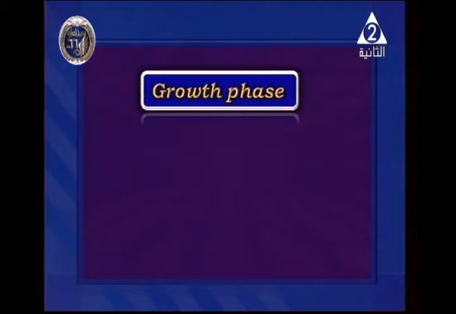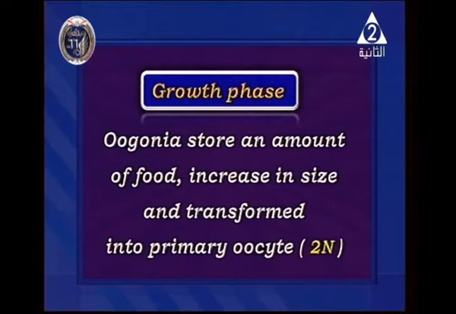Growth phase, the second one. The multiplication phase occurs inside the embryo of the female. The second one, the growth phase. The oogonia store an amount of food until they increase in size, and transform into what? Into something called primary oocytes, and they are also somatic cells. They carry the full genetic material, diploid, twin.